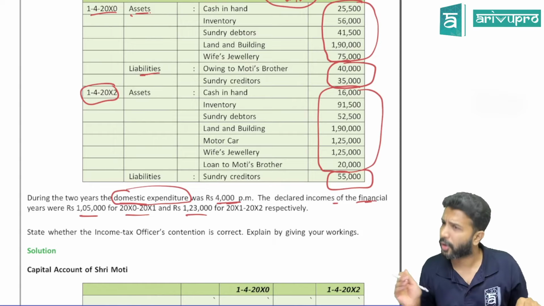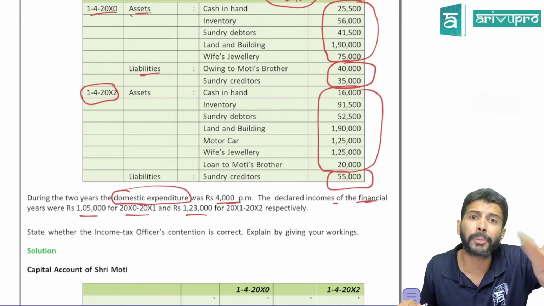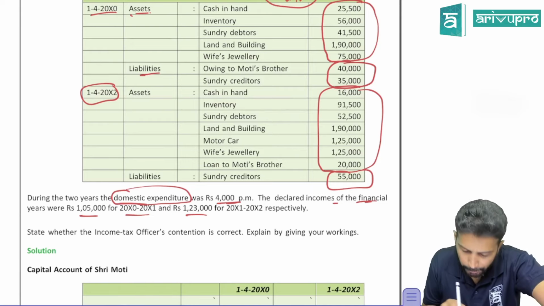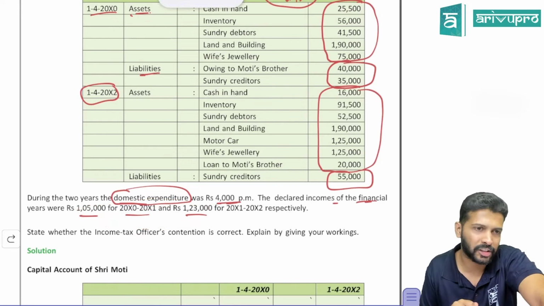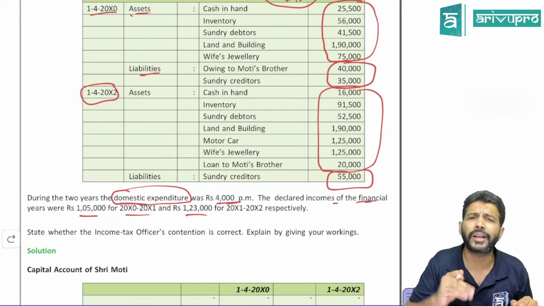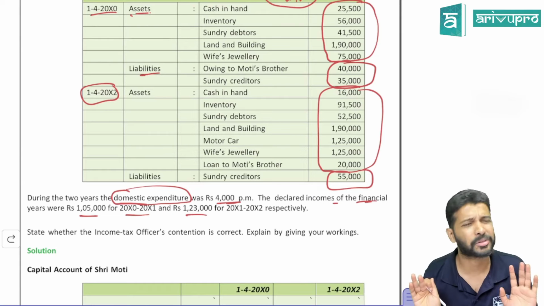You will get profit as balancing figure, and that profit which you get as balancing figure will be combined profit for 2 years. Compare that profit with what profit has been declared as per income tax return. Then you will get to know whether he has shown it properly or shown more or shown less. Same as last problem.